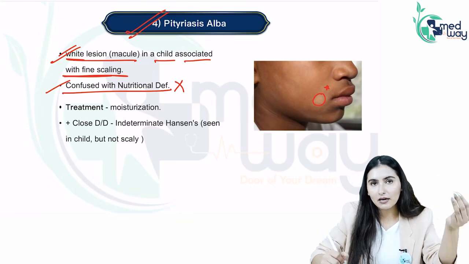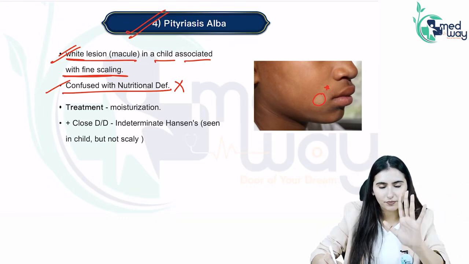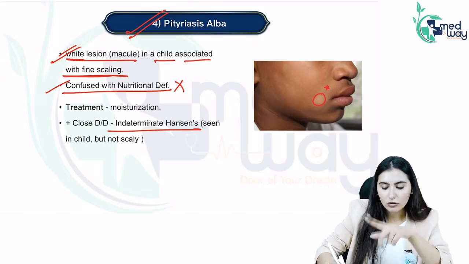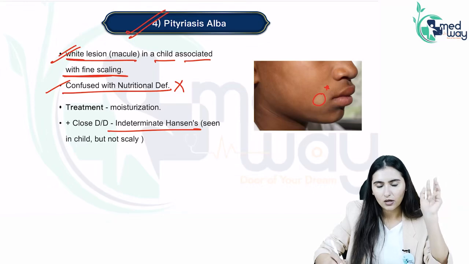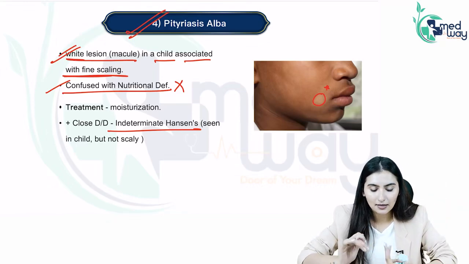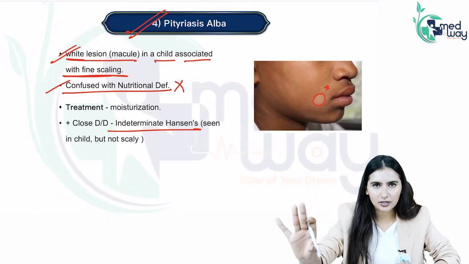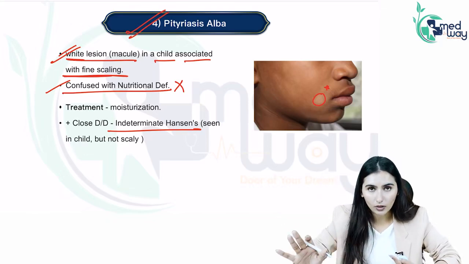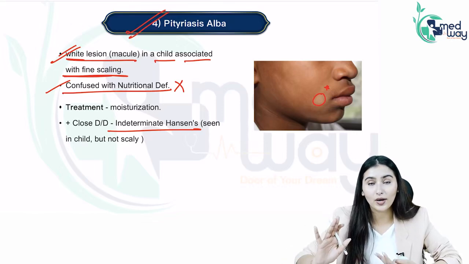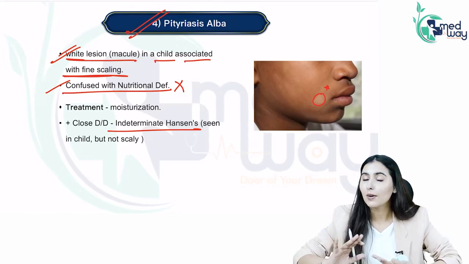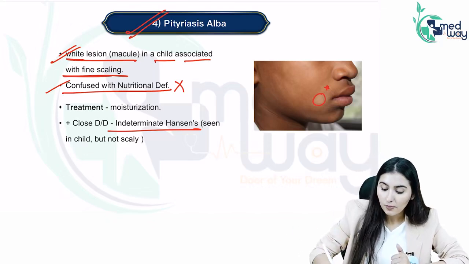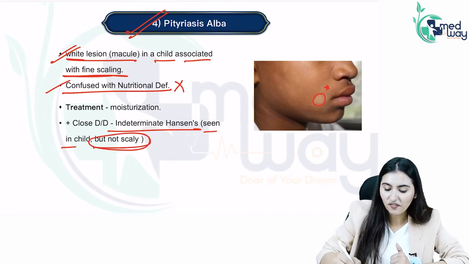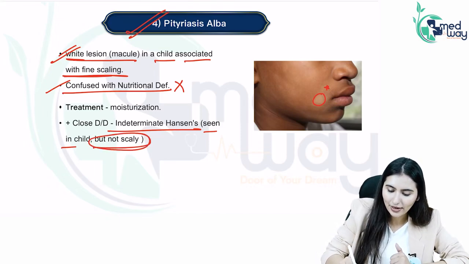Sometimes it may look like indeterminate Hansen's also, which don't worry about it. It is going to come very soon. And there also I'll tell you a close DD is P. alba. So basically it can look like 3 things. First, it can look like P. alba, which it is, pityriasis alba. It could look like a nutritional deficiency. It is not. It could look like vitiligo. It is not. It could look like Hansen's, which is leprosy, but it is not. Because Hansen's is in a child, but it is not scaly. Because of the fine scaling, you have to come to the right diagnosis.